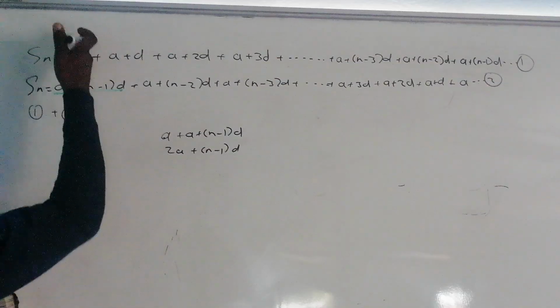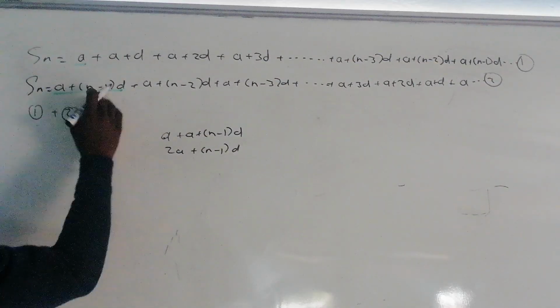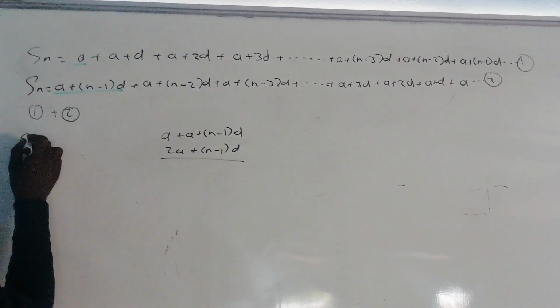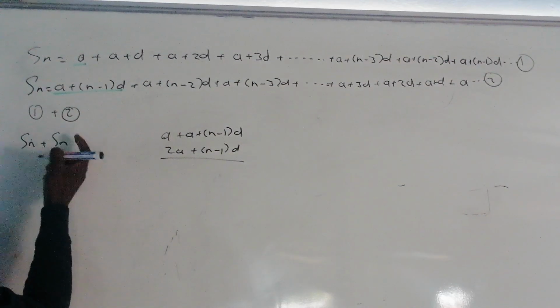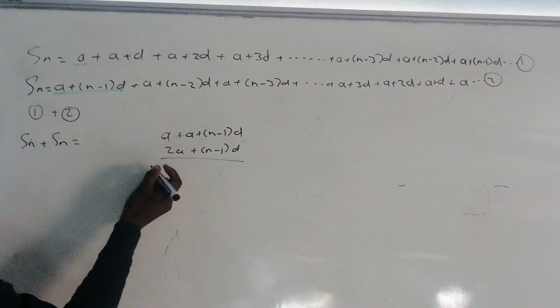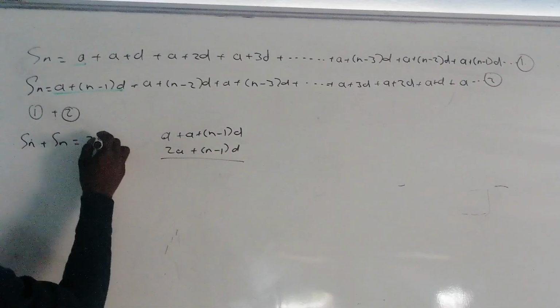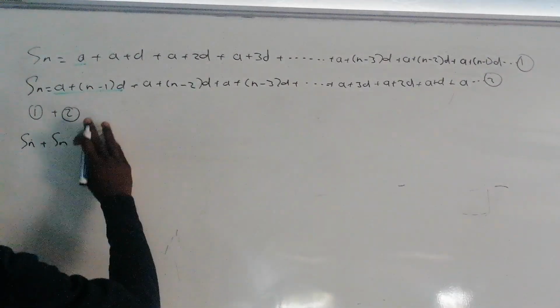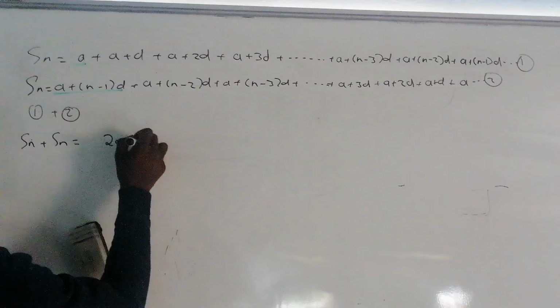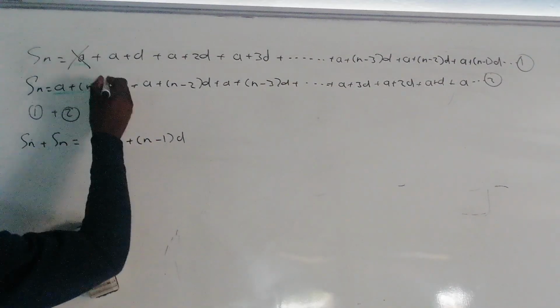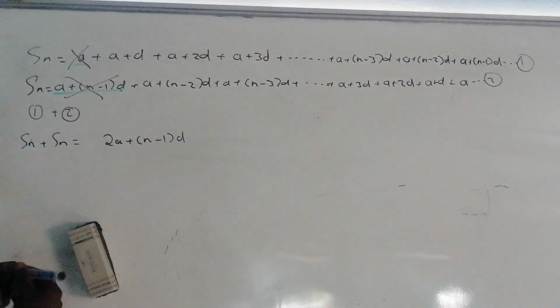Then the first term in equation 1 plus the first term in equation 2 gave us what? Sn plus Sn. Remember we said that equation 1 plus equation 2. So the first term in equation 1 and the first term in equation 2 gave us 2a plus (n minus 1)d. I'm not sure if you understand or see what I'm trying to do here. Then let us put a cross in this one so that we can see that we are done with them.